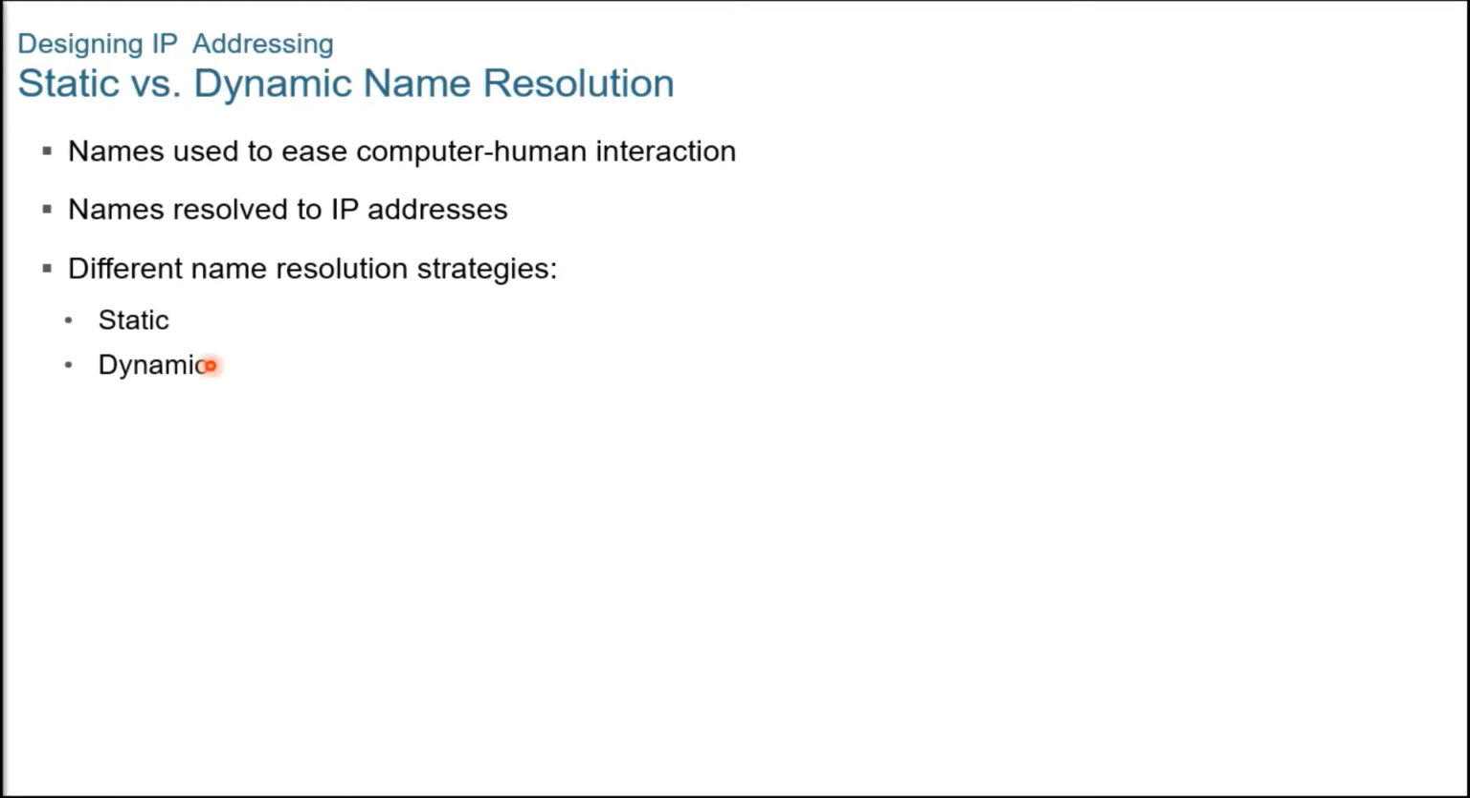Now for dynamic, the dynamic name to IP address resolution is similar to the dynamic address assignment strategy. The administrator has to enter the name to IP address resolutions only on a local DNS server rather than on every host. The DNS server then performs the name to IP address resolution. So renumbering and renaming are easier with the dynamic name to IP address resolution method.